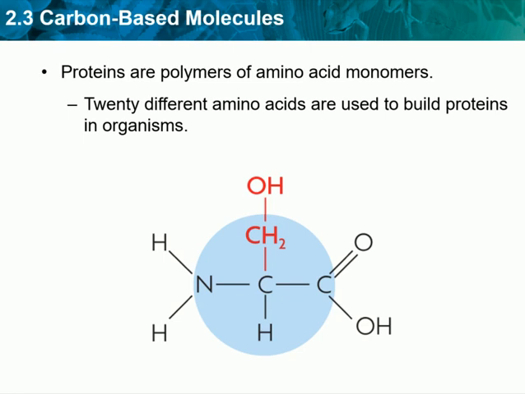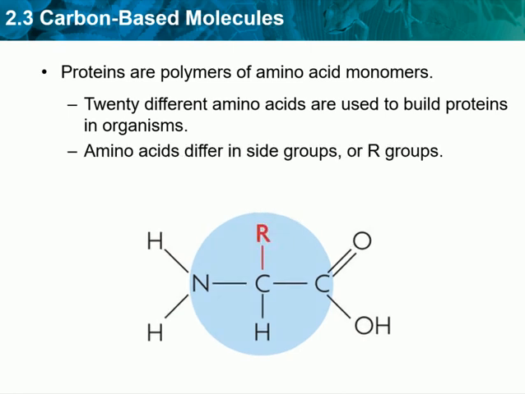All amino acids have similar structures. As the figure shows, each amino acid monomer has a carbon atom that is bonded to 4 other parts. 3 of these parts are the same in every amino acid: a hydrogen atom, an amino group, and a carboxyl group. Amino acids differ only in their side group, or R group.